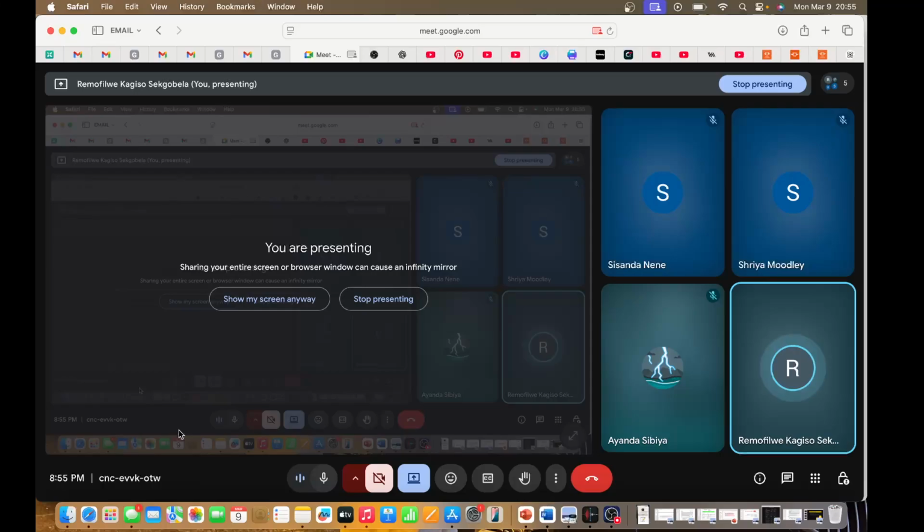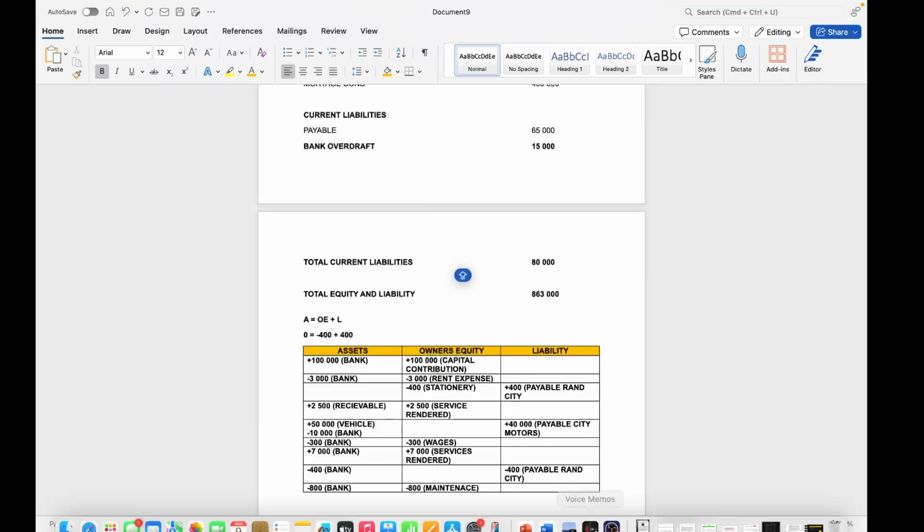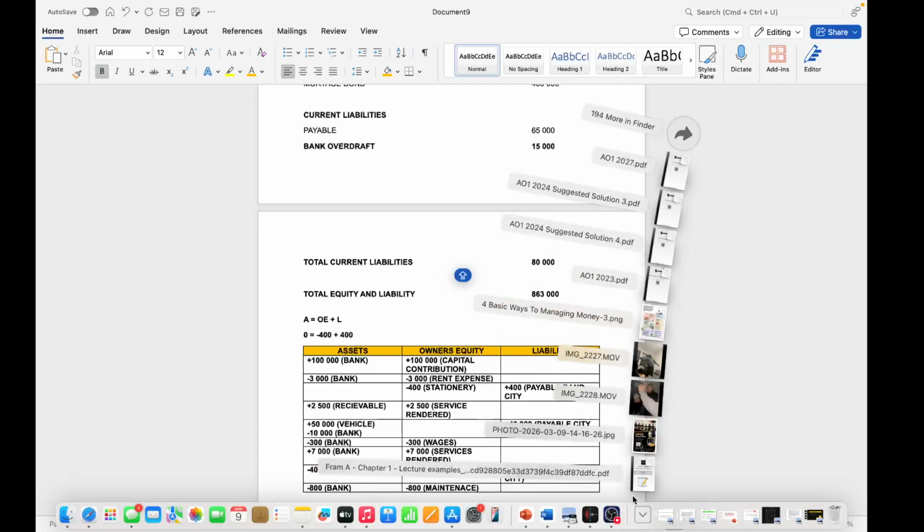Okay, so we can do 2.4 then, right? We can have a look at 2.4 now. So let's just do this shortly. I'm going to just also open 2.4 as well so that I can share my screen with you guys.